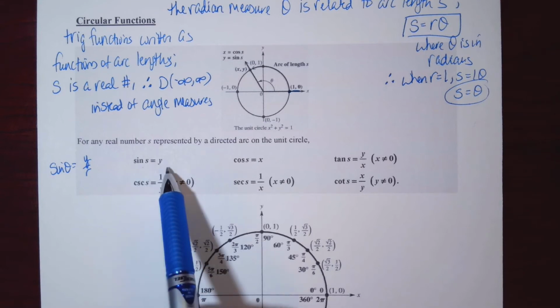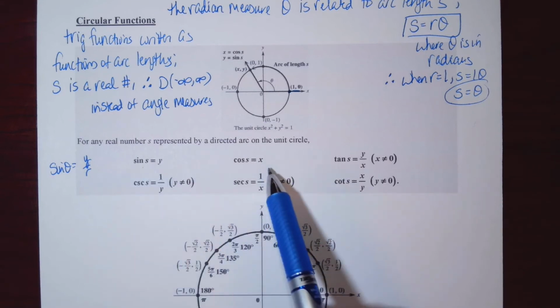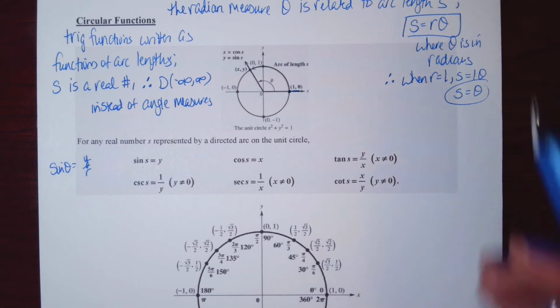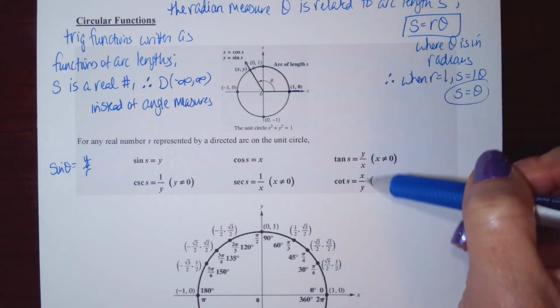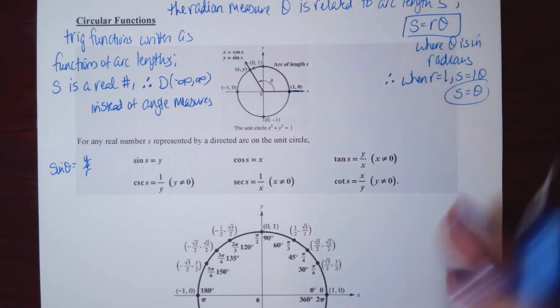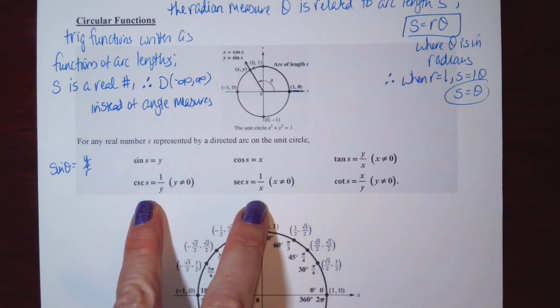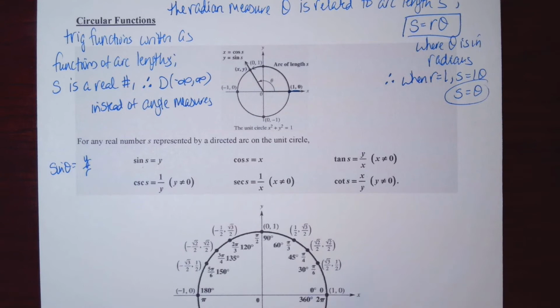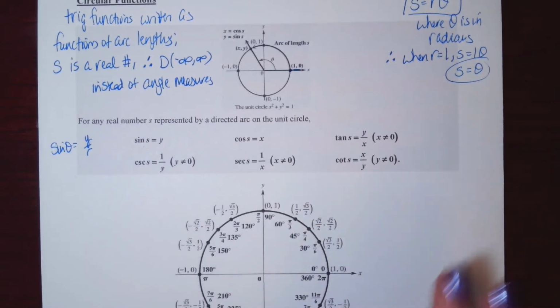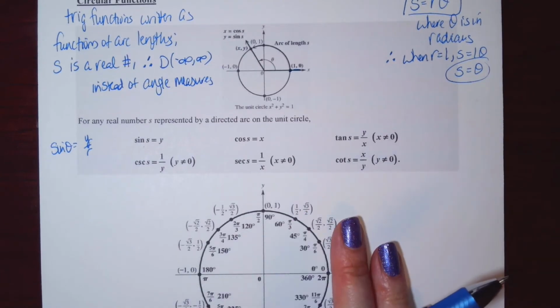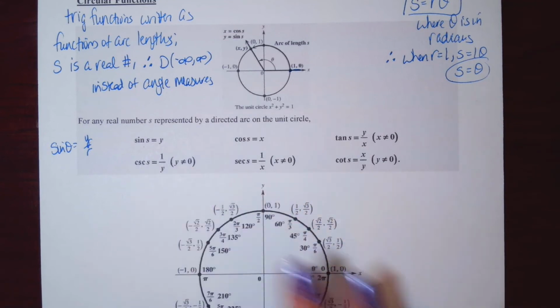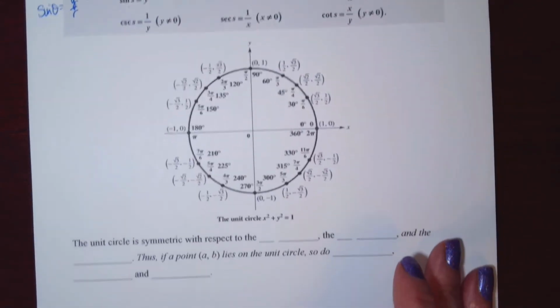So sine is still the y value, cosine is still the x value, tangent and cotangent are still the ratio of those two values to each other. Cosecant and secant are the reciprocals of my main function values. Okay, so none of this is new. It's just a new way to look at the definitions of my trig functions.